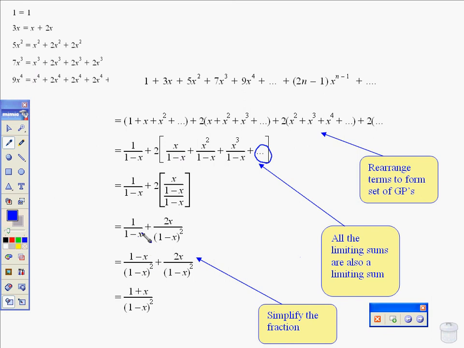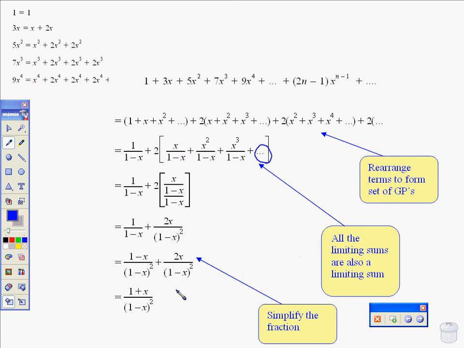To simplify it, we need to get a common denominator for our fraction, so multiply that by 1 minus x on top and bottom, and then we've got the same denominator, so we can collect our numerators. It gives us 1 minus x plus 2x, which gives us 1 plus x over 1 minus x all squared. And that's our limiting sum. That's an expression for the limiting sum.